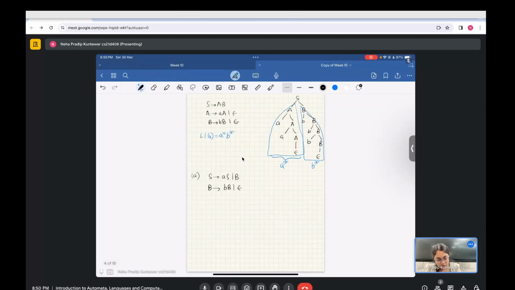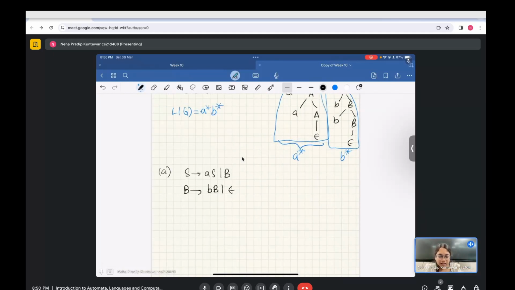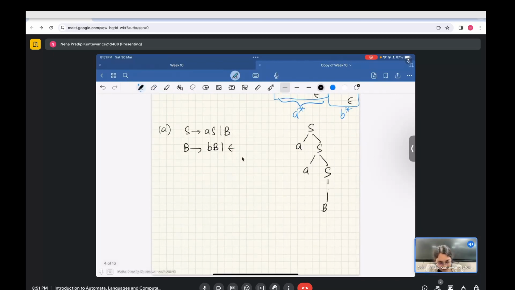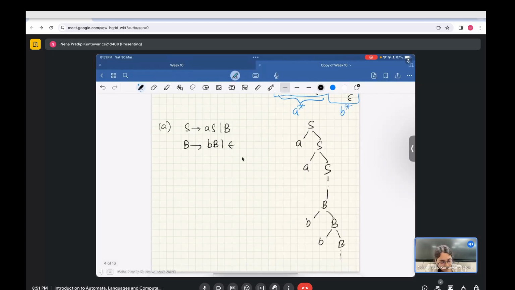Okay, so let's look at the language of this grammar. At the beginning you have S, and let's say S gives you aS, and this can happen several times, and ultimately S will have to terminate in B after several steps. Then B can give you a couple of b's, and this can happen several times. Ultimately B will terminate in epsilon.